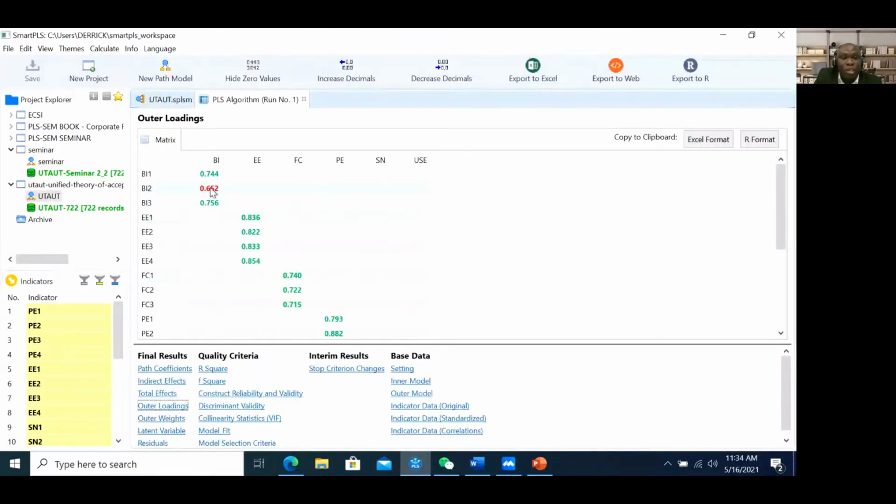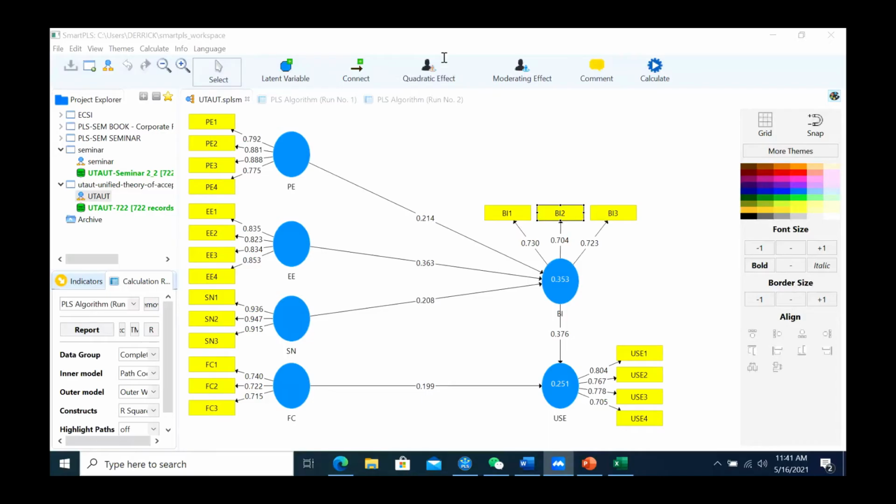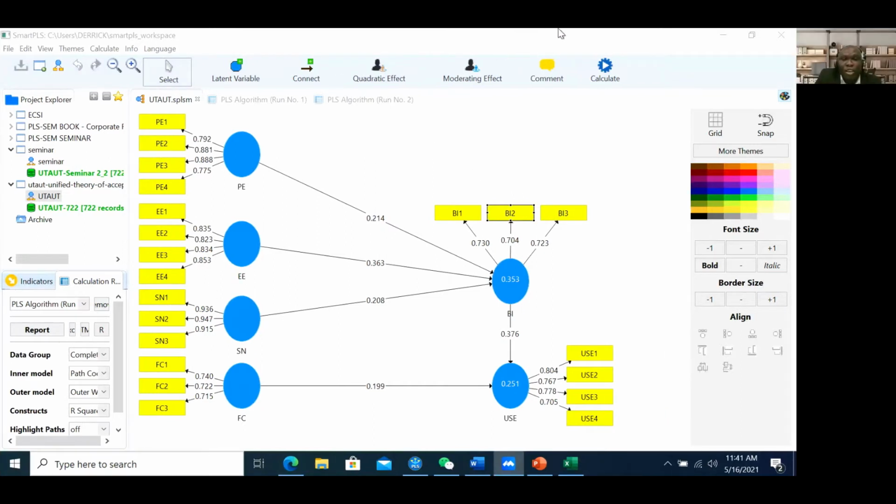So when you see the outer loadings, you see B. Okay. All right. So sorry for that. I was told the screen is not recording.